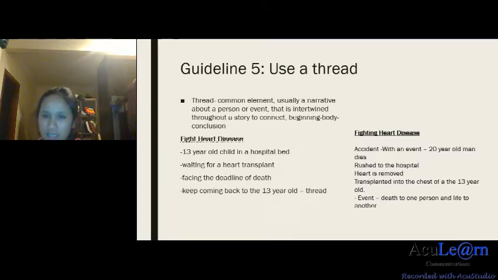Okay, so suddenly, an accident: a 20-year-old man dies, is rushed to the hospital, and his heart is removed. Suddenly the heart is being transplanted to this particular kid that you followed. So you can intertwine them because you are there watching that particular incident happen right before your eyes. So you can use a thread to interlink stories.